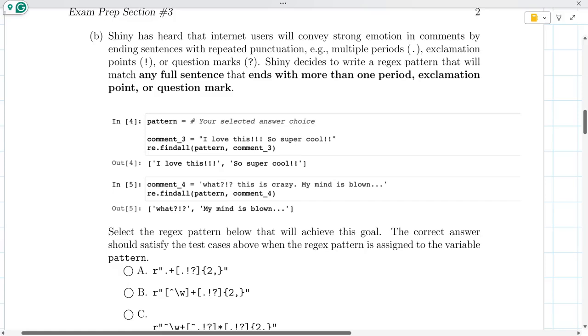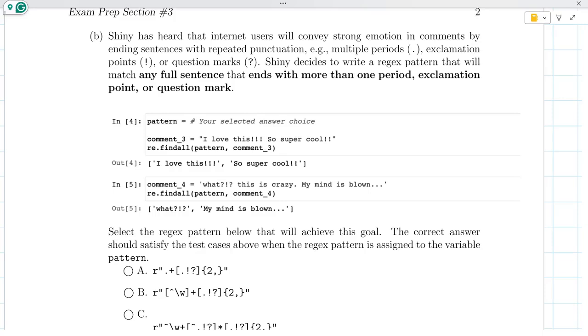Shiny has heard that internet users will convey strong emotion in comments by ending sentences with repeated punctuation, such as multiple periods, exclamations, and question marks, and consider this to be an extensive overview of internet online human behavior. Now, Shiny wants to write a regex pattern that will fully match any sentence that ends with more than one period, exclamation, or question mark.